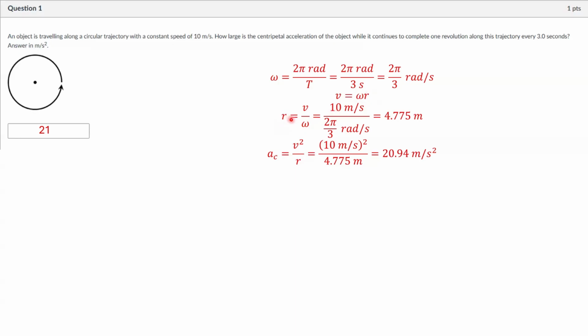In this case, the radius would be the speed divided by the angular velocity, which is 10 meters per second divided by 2 pi over 3 radians per second. As we recall, radians are a faux unit, meaning technically radians are unitless. You're just calling out the way you did a ratio to describe an angle when you refer to radians. And as such, seconds cancel, radians disappear. I'm left with meters, and I get 4.775 meters is the radial distance.